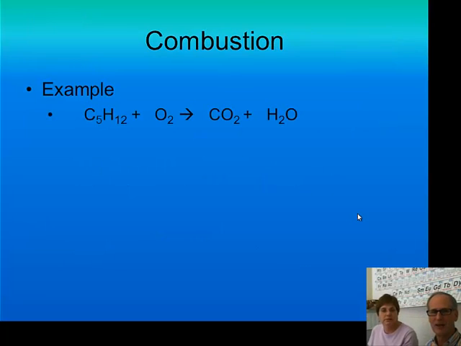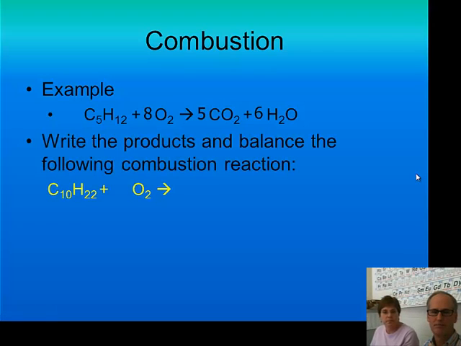So here's an example. And if we wanted to balance it, it would look like this. Sometimes they have very large coefficients. Don't let that scare you. So now try this one. You're going to have to pause and work on it.